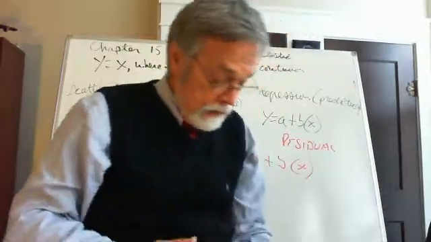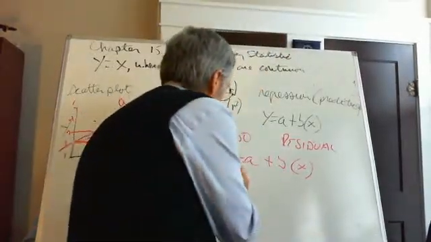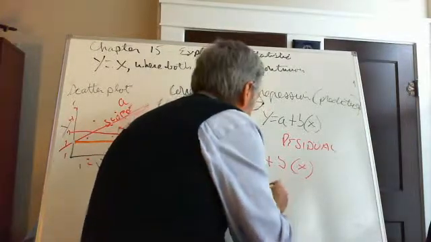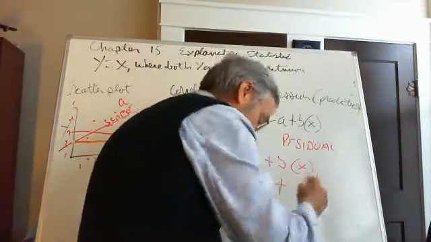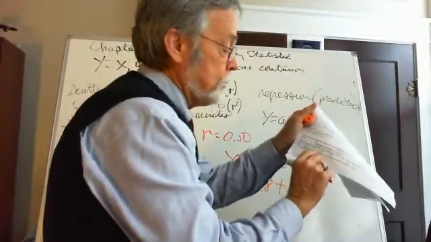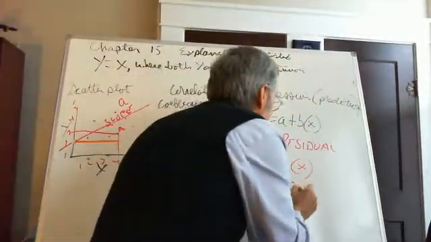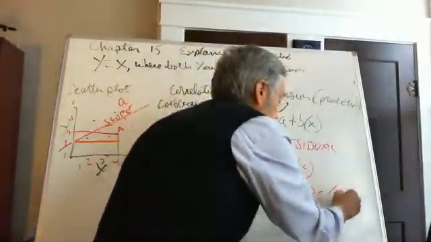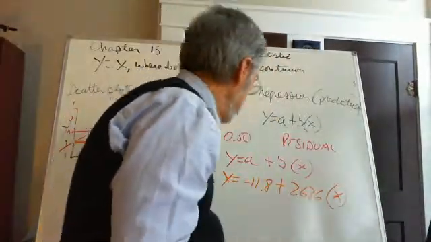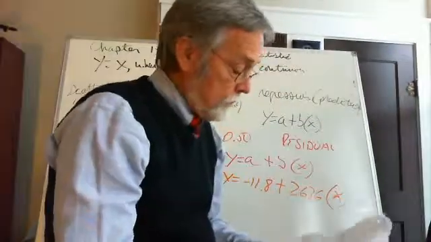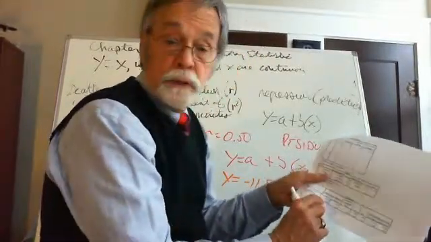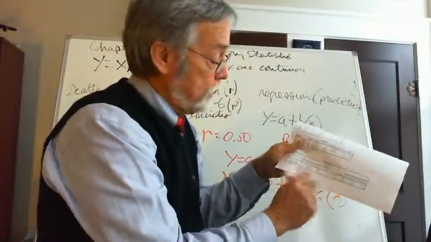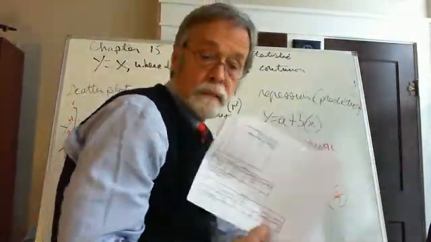Okay, so what we've got then is y equals minus 11.8, I'm just going to round it up, plus here is the beta, the big B, 2.636, times x. Now, let me go back and say, this is the point estimate. I asked you about the point estimate. This value right here, that big B that you see here, that's the point estimate. Over here is the confidence interval for that point estimate.